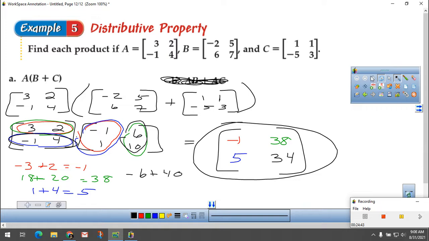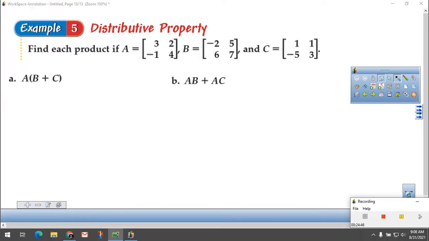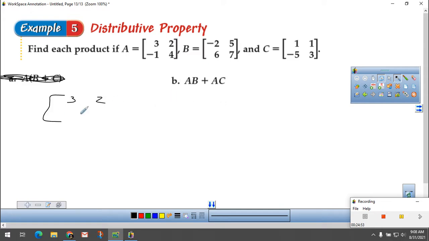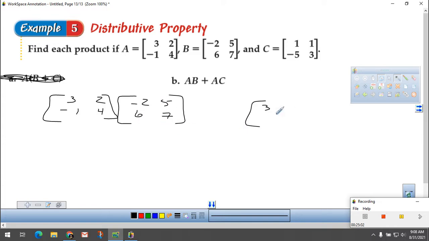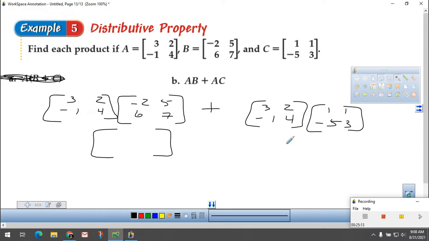So now let's do part B. Alright, for part B, it wants us not to add the matrices together first, but actually multiply matrix A times matrix B, and then multiply matrix A times matrix C, and then add those two together. So let's start off by multiplying each one. So let's start over here on the left.